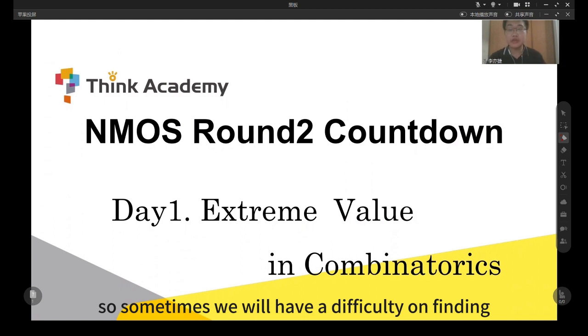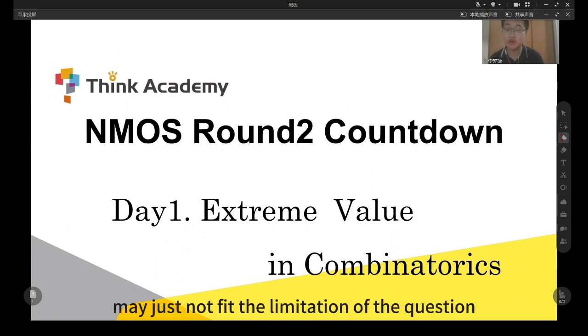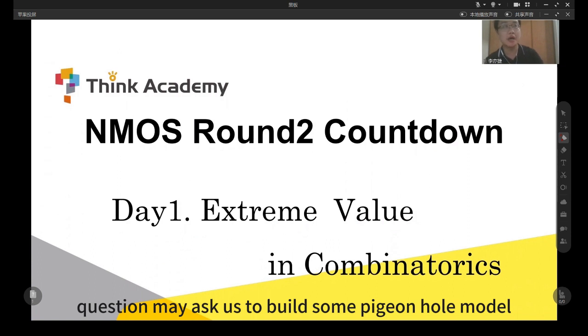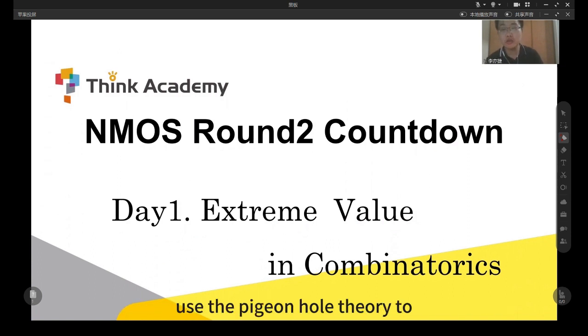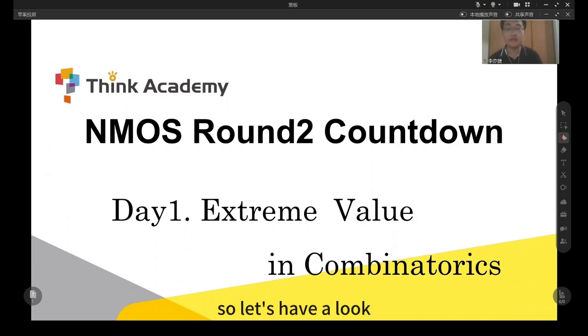Sometimes we have difficulty finding the way to make it into an extreme value, or sometimes the extreme sum may just not fit the limitation of the question. And last, some questions may ask us to use the pigeonhole theory to construct the extreme condition. Each year there will always be one or two questions about it. So let's have a look.